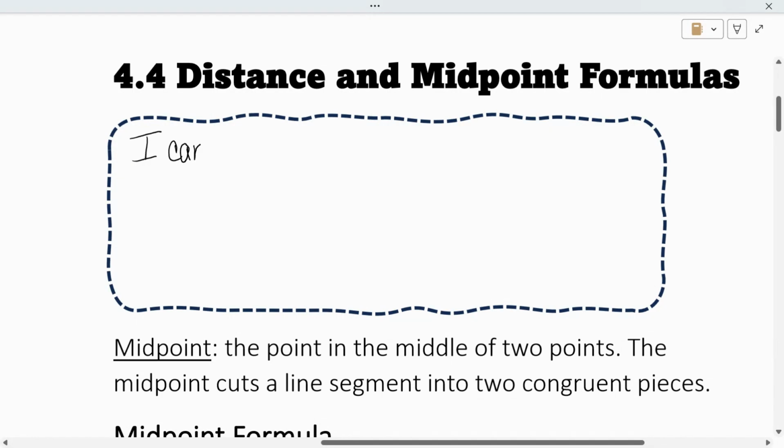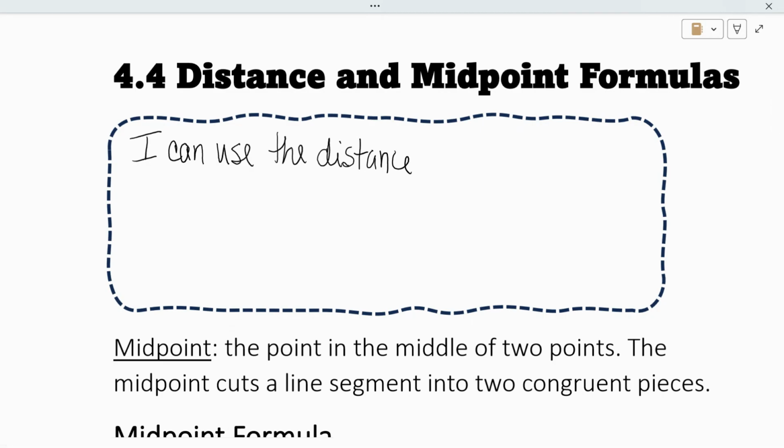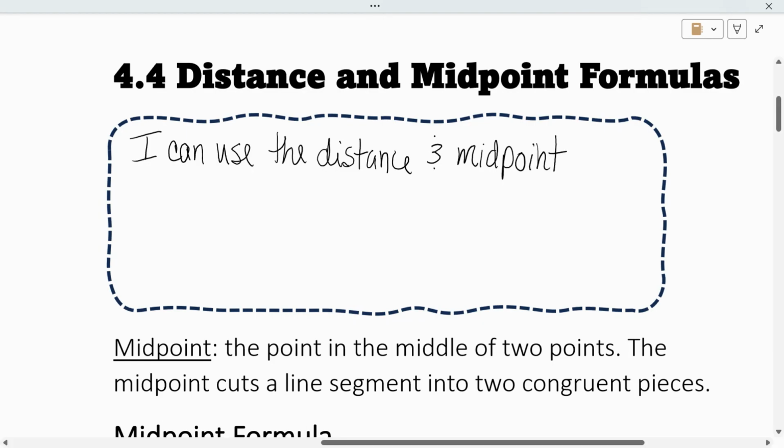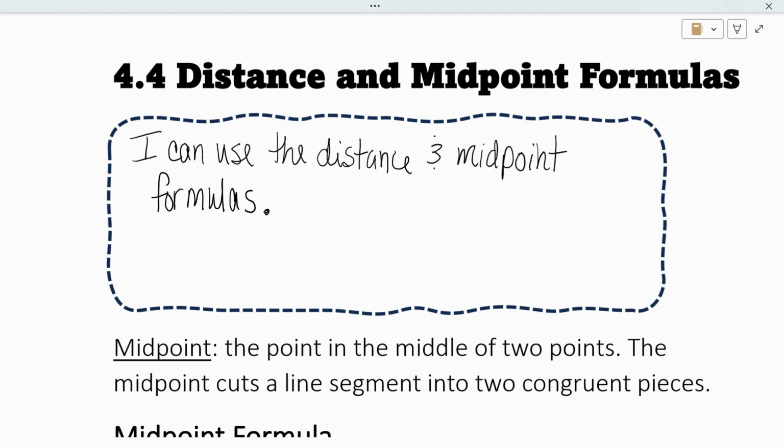So I can use the distance and midpoint formulas. That's it. That's all we're saying. We can use them, we can use a bunch of different things, but you know how to apply them.